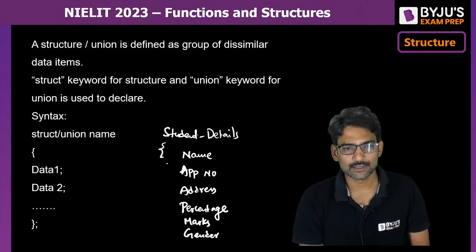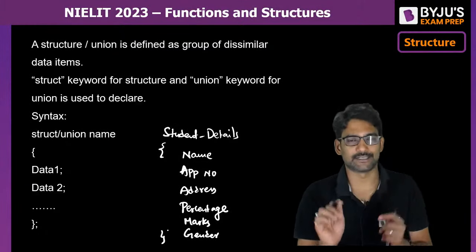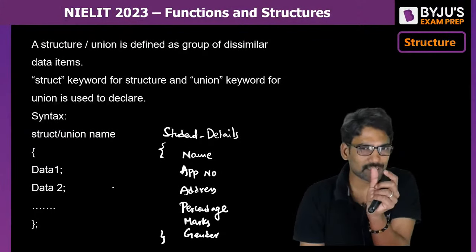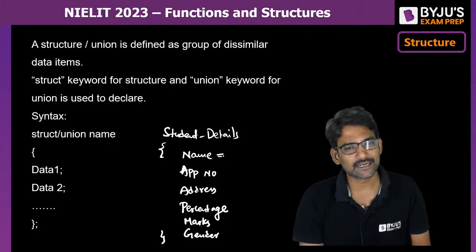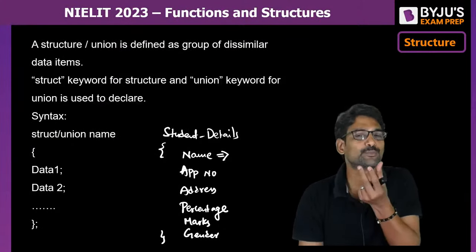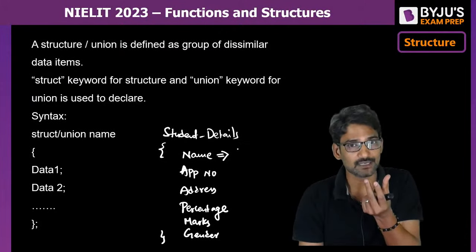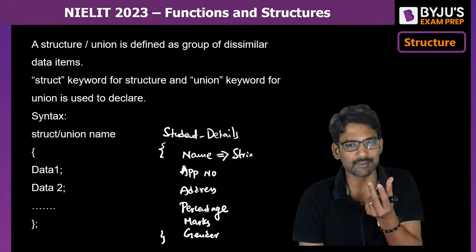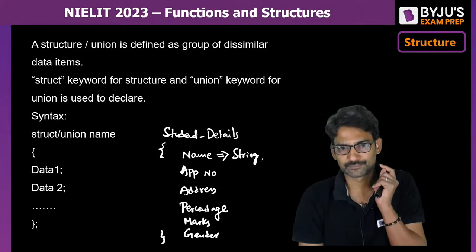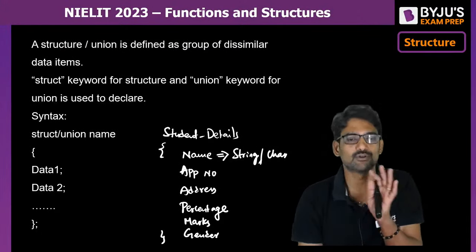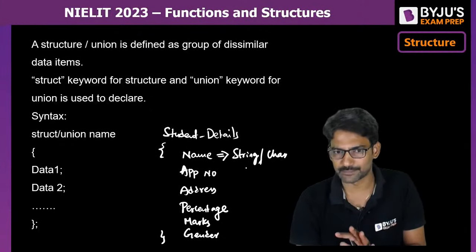Like this, you are having multiple details. If you observe the type of this data, name will be a group of letters, which is a string. String means character array. There is no data type called string, so string means it's a character type.